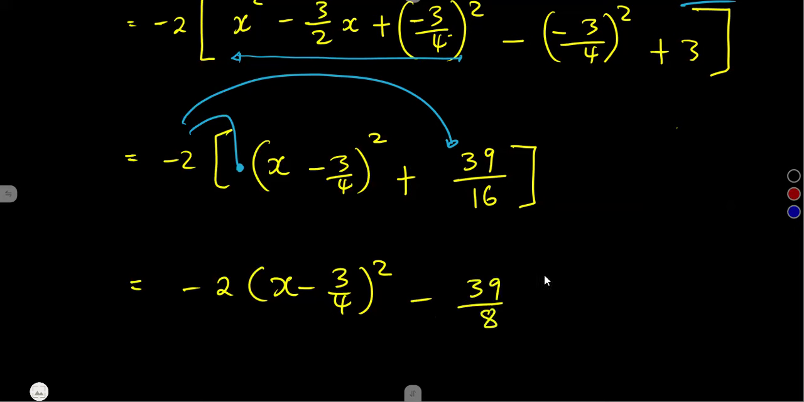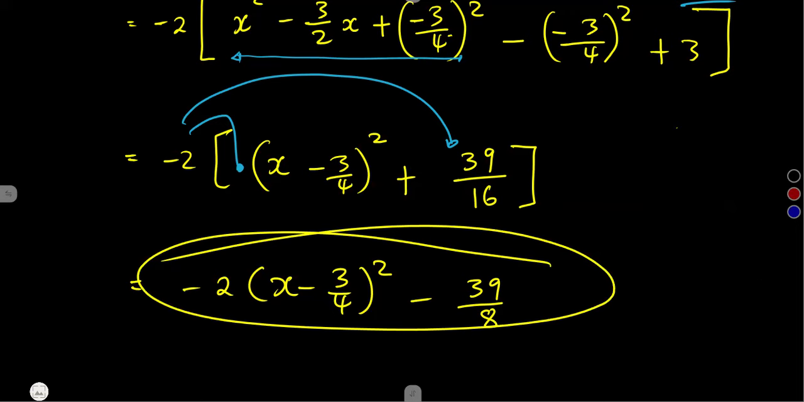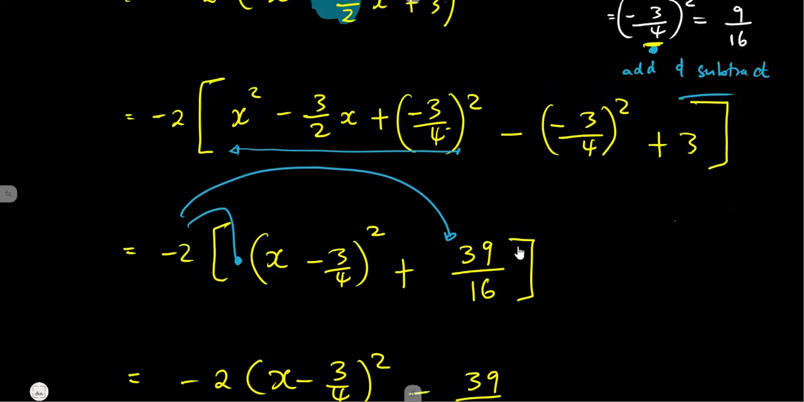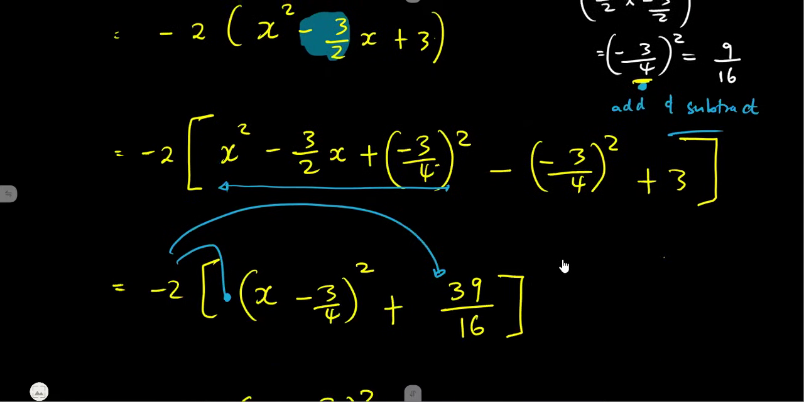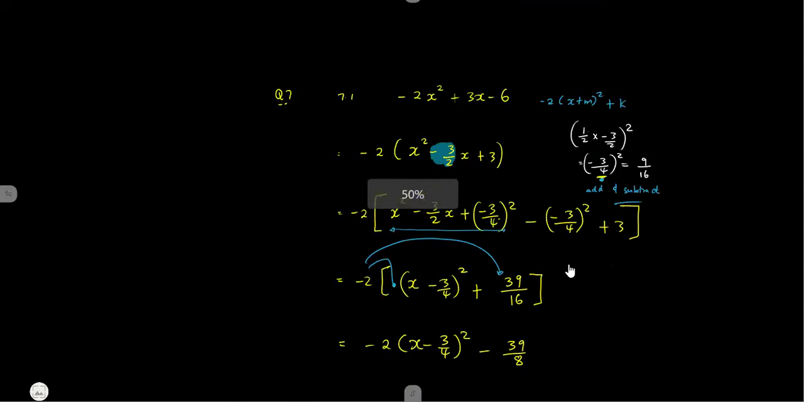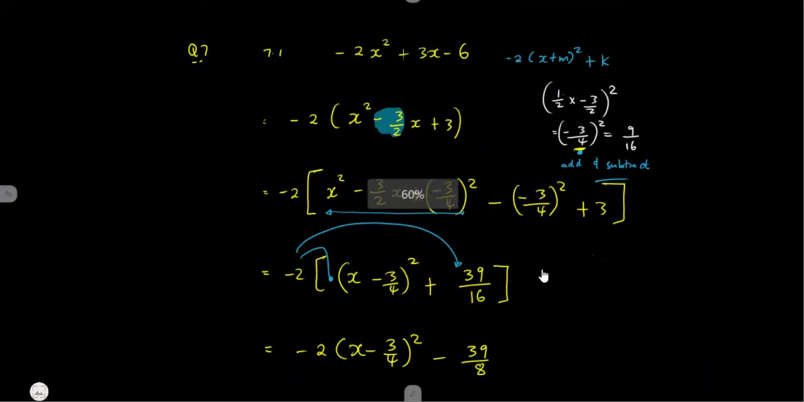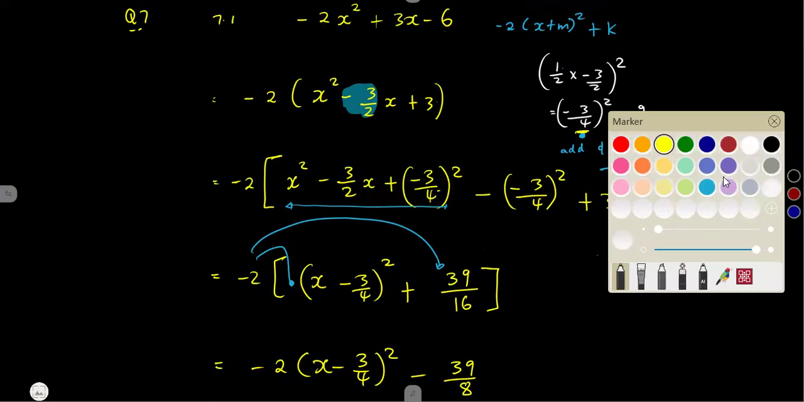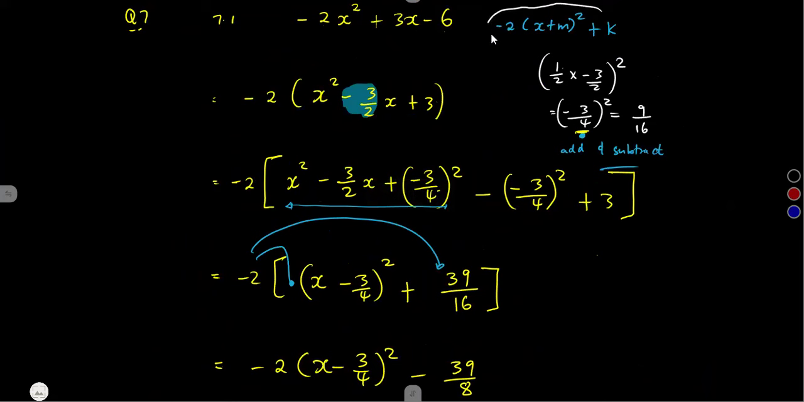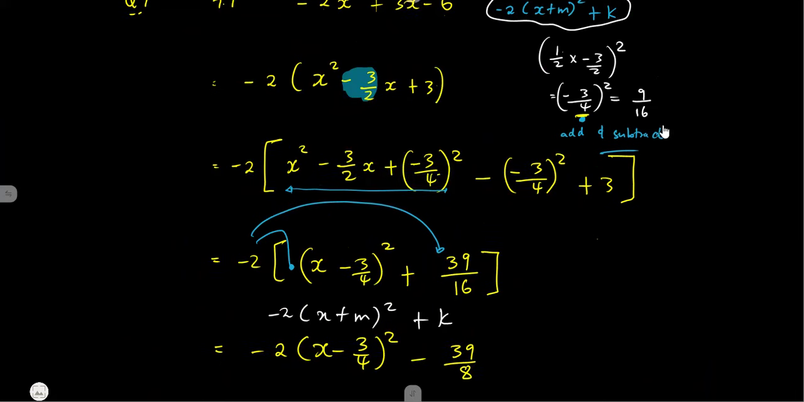So this is where we are. We have completed the square. We are done. Is it the format that we are given? Exactly what we are given. We are supposed to have that format, guys. The format that we are given is this one: -2 into (x plus m) squared plus our k. This is the format that they are talking about.